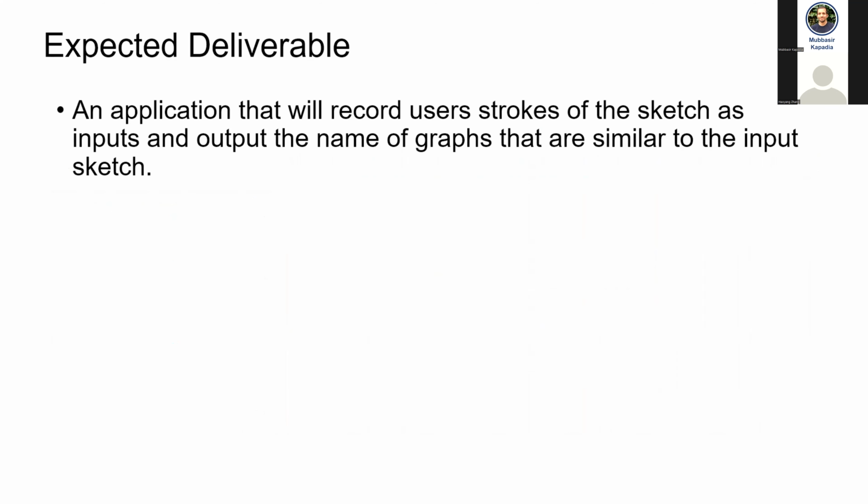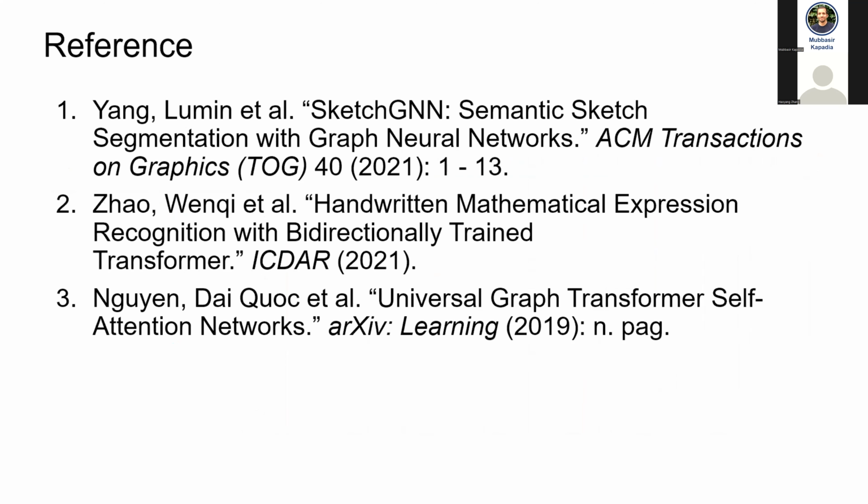And the expected deliverable will be an application that records the user's stroke of the sketch as the input and outputs the name of the graphs that are similar to the input sketch. And here is the reference.